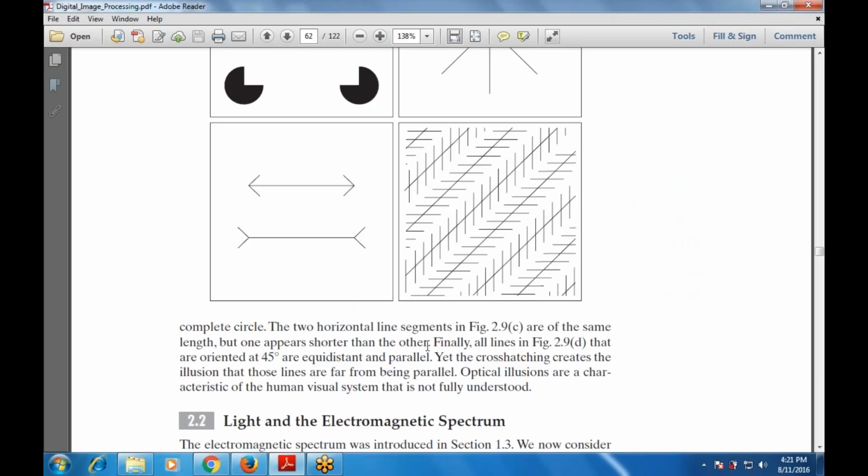Finally, there is an orientation at 45 degrees that is equidistant and parallel, and the cross-hatching creates the illusion that those lines are far from being parallel. Optical illusions are a characteristic of the human visual system that is not fully understood.